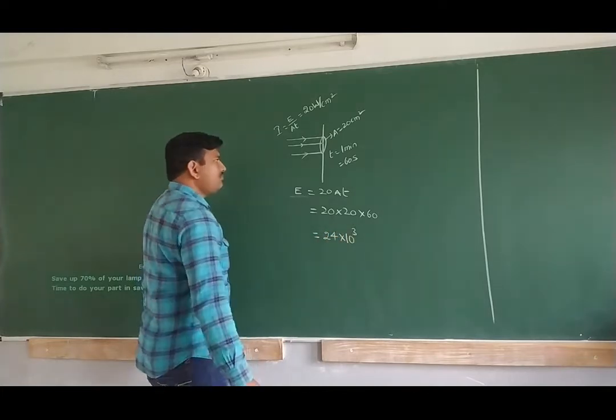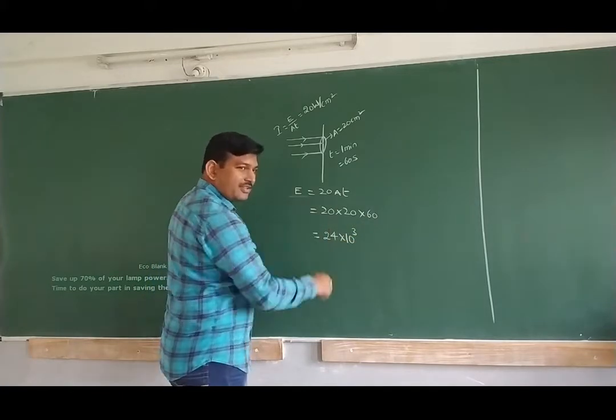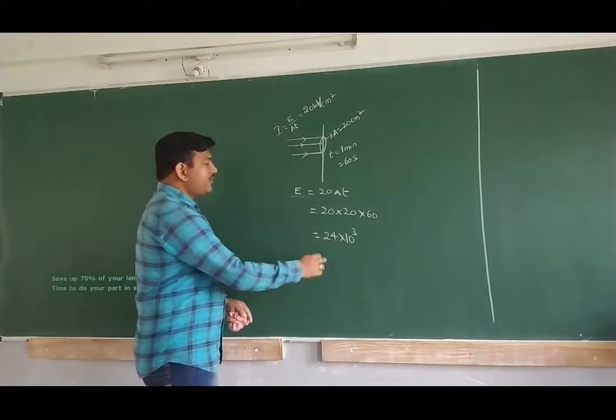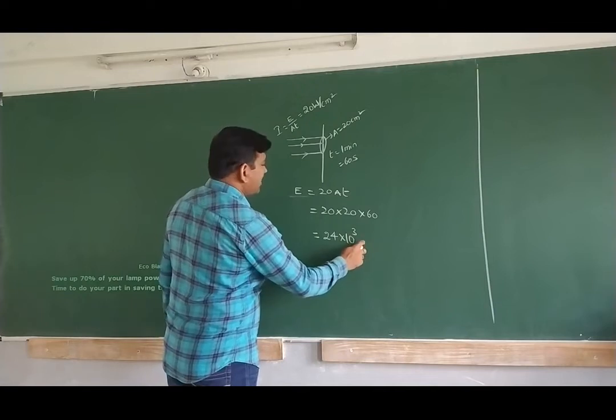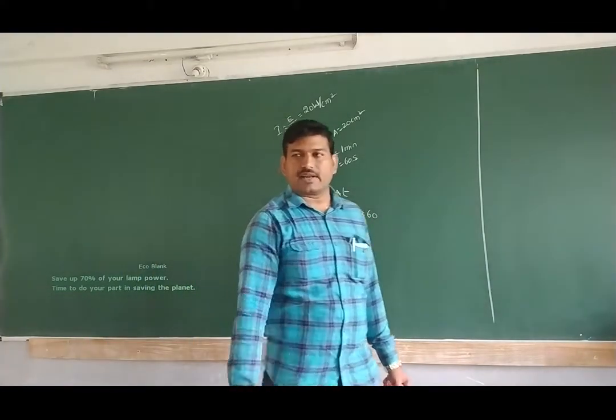This problem is skipped by one of our best students. So 240 into 10 to the power of 3. What is our unit for this one? Energy is joules. That is the answer. Next.